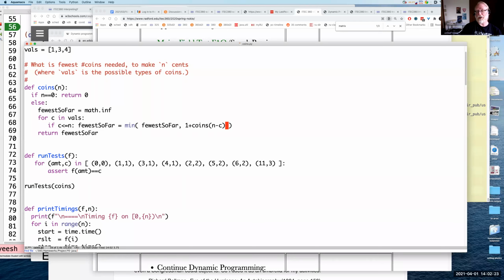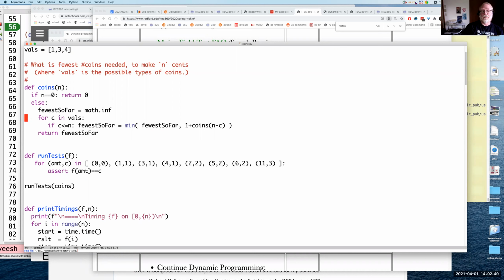I want to make change. I have a certain set of values of coins, say, a penny, a threepence, and a quadrupence, or something like that. If I have these four values, then it's not obvious how to find the fewest number of coins to give change. Okay. But it's obvious how to write a program that searches through all combinations.